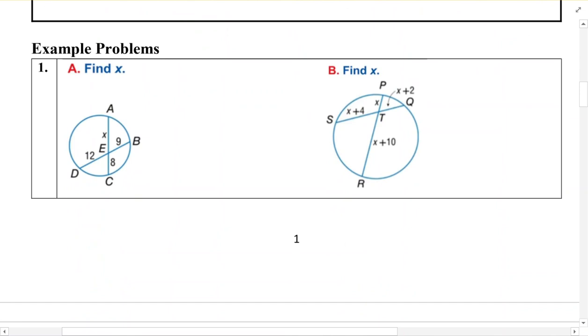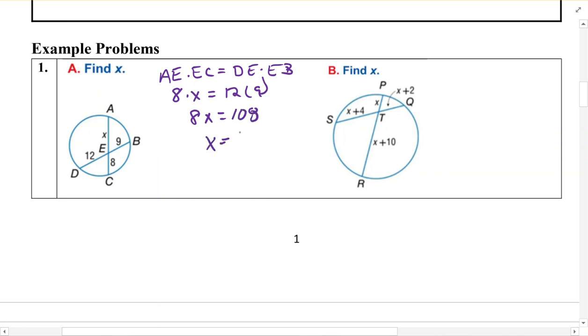Looking at the first one, we want to find x. They intersect inside of the circle. So we know that AE times EC will equal DE times EB. So 8 times x equals 12 times 9. Gives us 8x equals 108. Divide both sides by 8, and we get that x equals 13.5.